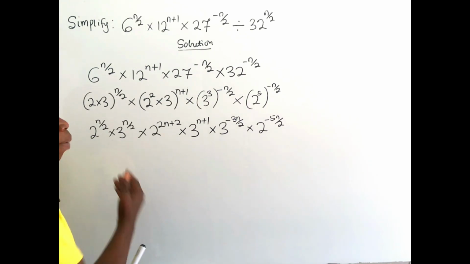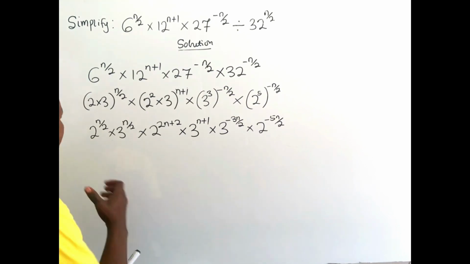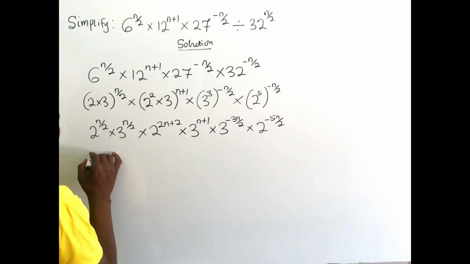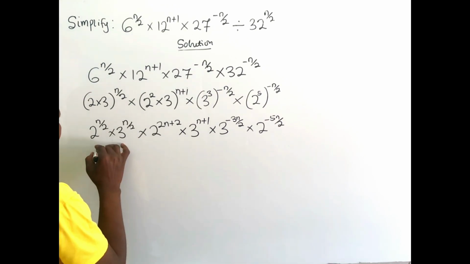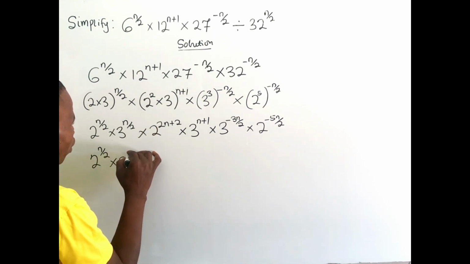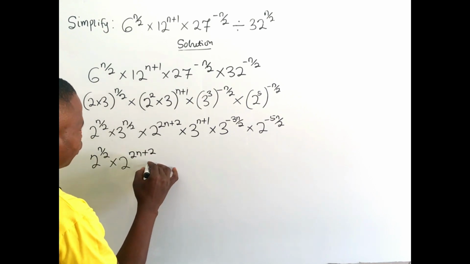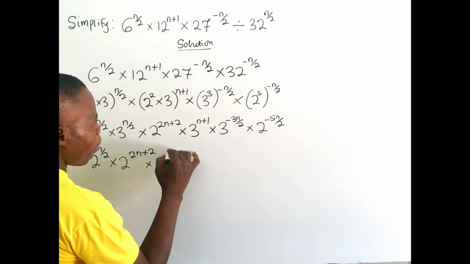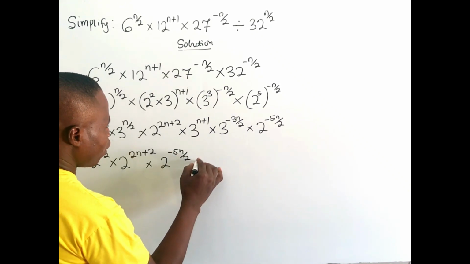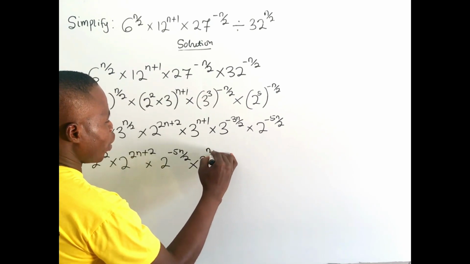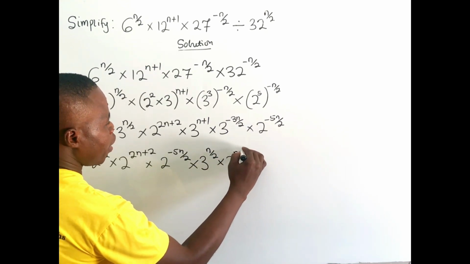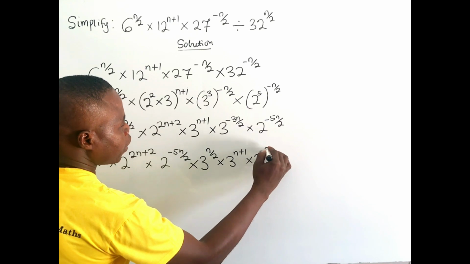Now, you group them according to their bases. Those with the base 2, you bring them together, and those with the base 3, you bring them together. So here is base 2. I will now have 2 to the power n over 2 times this one, 2 to the power 2n plus 2, times this one, 2 to the power minus 5n over 2. I'll finish with the 2's. Then let's take the 3's: 3 exponent n over 2 times 3 exponent n plus 1 times 3 exponent minus 3n over 2.